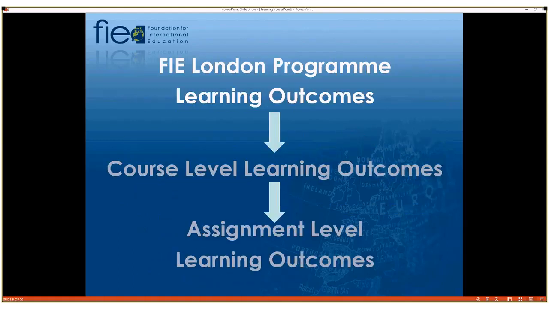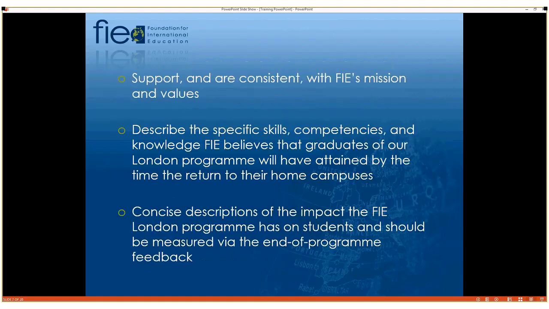The program-level learning outcomes are concise descriptors of the impact the FIE London program has on students through their studies, experiential education, co-curricular, and personal and social engagements with London. Program-level learning outcomes are measured via end-of-program feedback. They are consistent with FIE's mission and values and describe the specific skills, competencies, and knowledge FIE believes that graduates of our London program should have attained by the time they return to their home campuses.